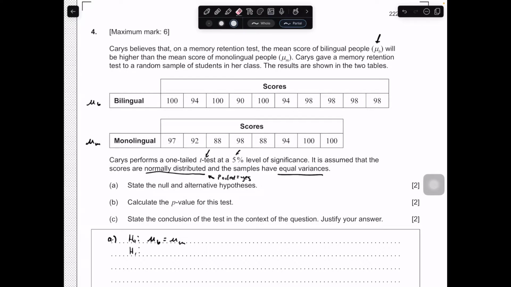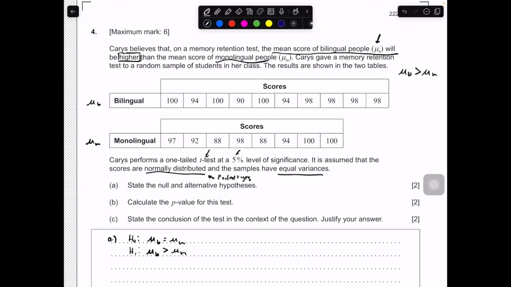Let's read it through again. The mean score of monolingual people. So she wants to see if the mean score of bilingual people will be higher than the mean score of monolingual people. So she wants to see if mu b will be higher than mu m. And that would be the alternative in this case. Mu b is greater than mu m.